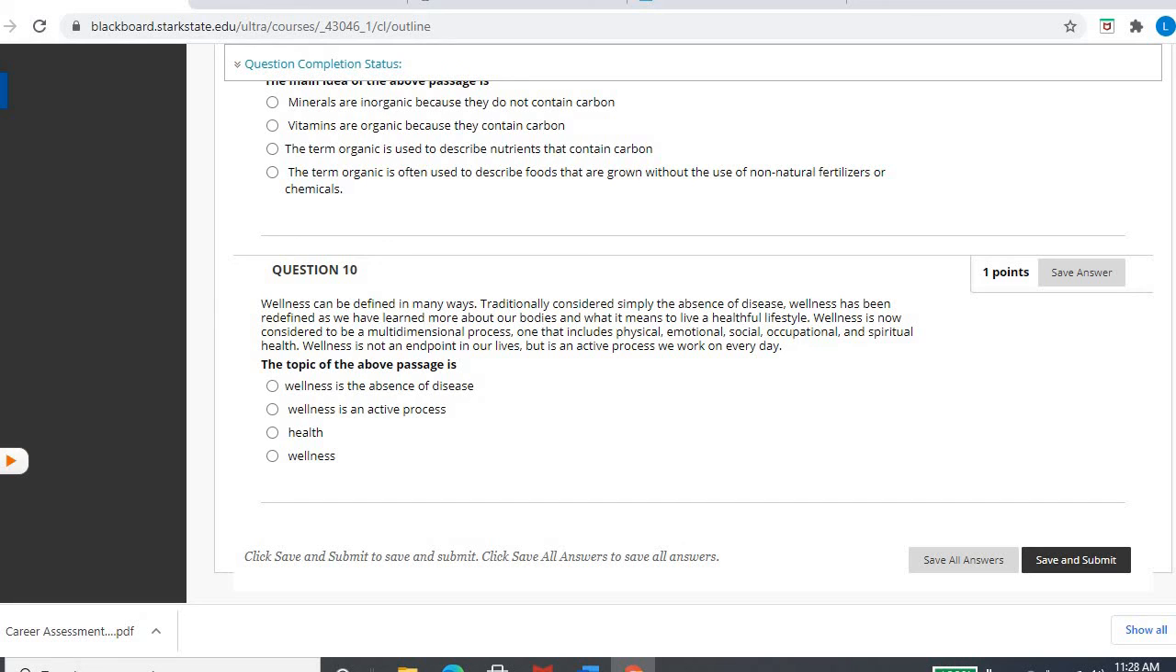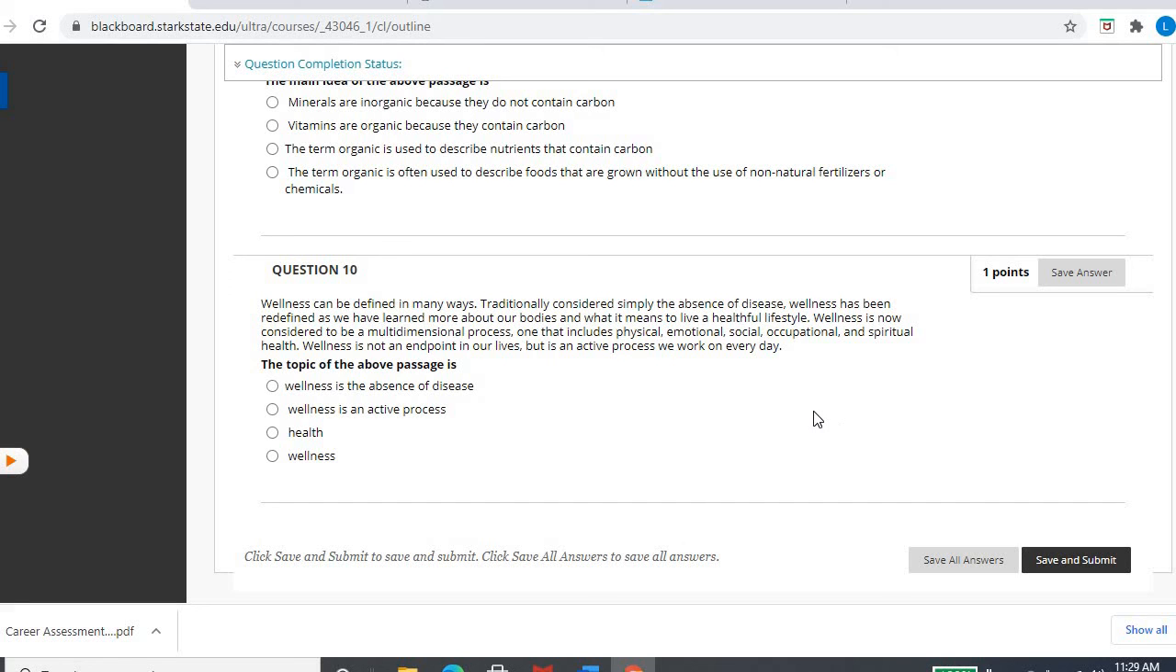Wellness can be defined in many ways. Traditionally considered simply the absence of disease, wellness has been redefined as we have learned more about our bodies and what it means to live a healthful lifestyle. Wellness is now considered to be a multidimensional process, one that includes physical, emotional, social, occupational, and spiritual health. Wellness is not an endpoint in our lives, but it is an active process we work on every day.